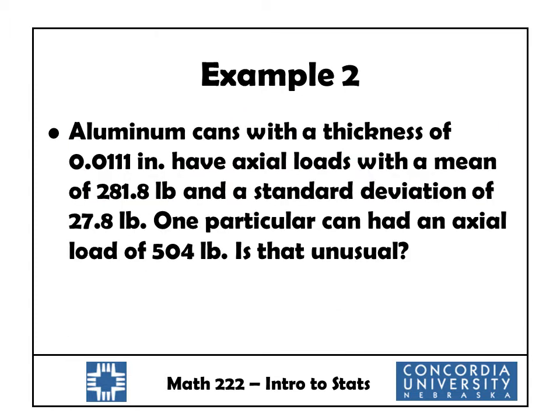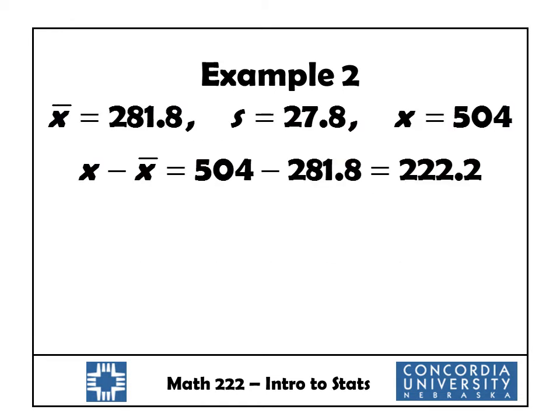Now our next example is a similar type of situation. Aluminum cans with a thickness of 0.0111 inches have an axial load with a mean of 281.8 pounds and a standard deviation of 27.8 pounds. Axial load is like the amount of force that it takes to crush a can with this thickness. One particular can had an axial load of 504 pounds. Is that unusual? Similar question, so we're going to answer it in a similar way.